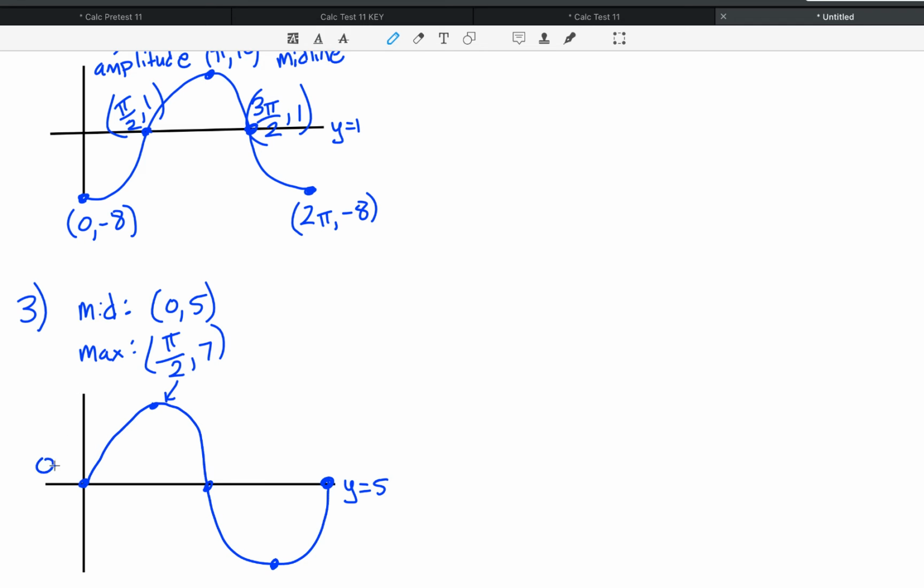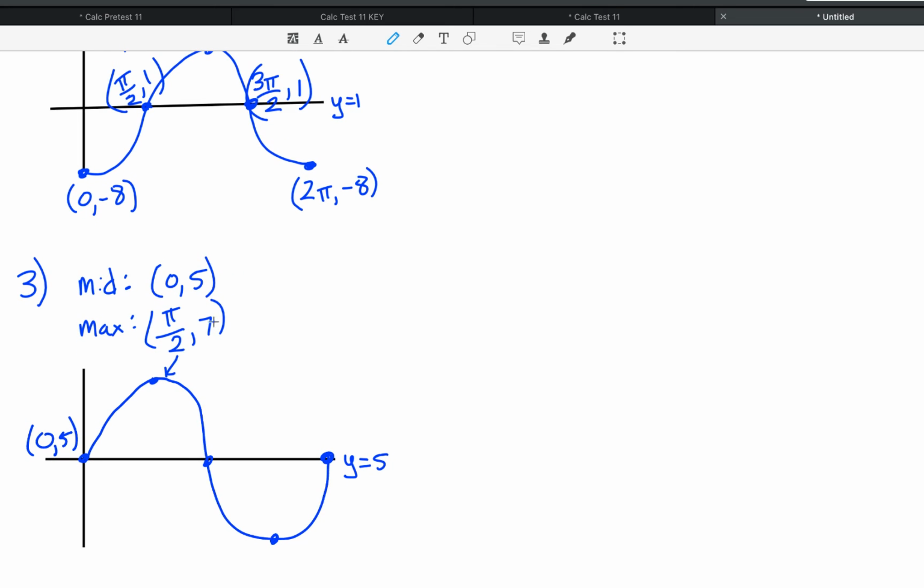Okay, those are all the important points. I should relabel this as 0, 5 over here. Notice that the midline is 5, which means all of these y-coordinates are 5. I don't really care too much about labeling each of these points. It's very tedious to do. I want the equation. That's the whole point. What is the equation that represents these functions?